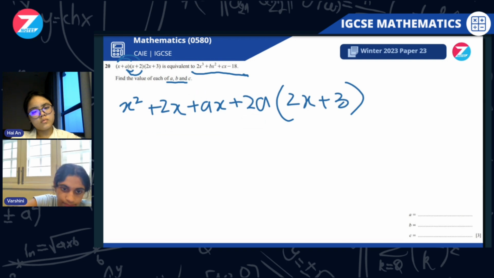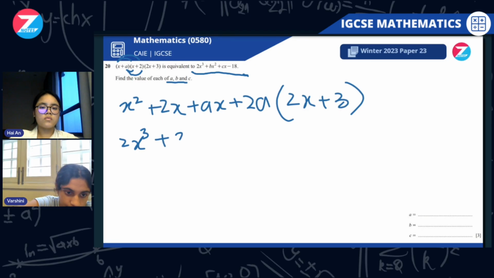Okay, so first let's go with x squared. x squared into 2x is going to be 2x cubed. Now let's do x squared into 3. x squared into 3 is just going to be 3x squared.